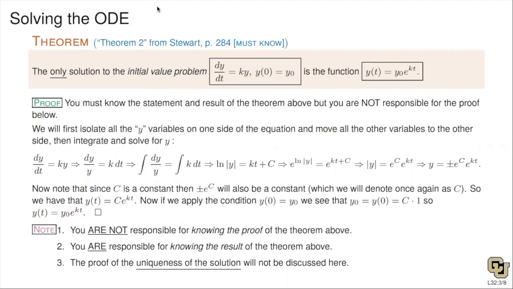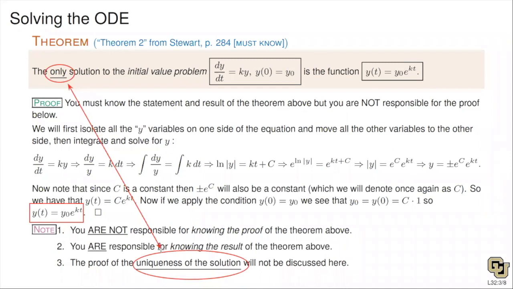I will not talk about the uniqueness. So let me mention what the heck that means. Here we've shown that y sub 0 e to the kt is a solution. There still may be other functions that are also solutions. But the theorem actually says, no, in this case, the only solution is y sub 0 e to the kt. And so that's what I mean by uniqueness of the solution. In this case, not only is y sub 0 e to the kt a solution, but it's the only function that'll satisfy this differential equation.